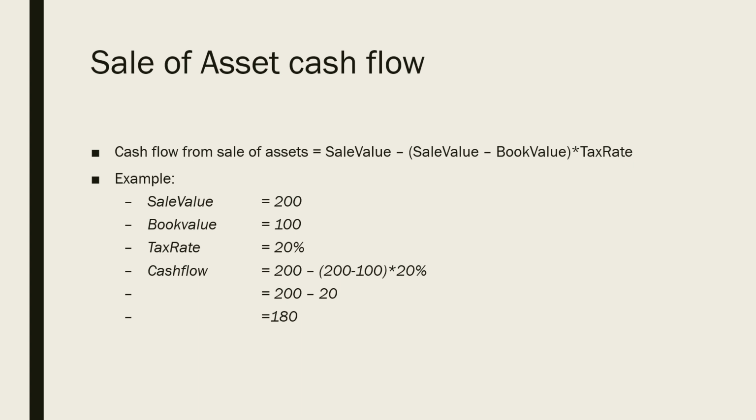So here's a little example. If you sell an asset for 200 units, dollars, euros, rands, whatever, but in the books it's sitting at 100, and the tax rate is 20%, then the cash flow is equal to the 200. This is what you got when you sold it. But you have to subtract from this the tax on the profit. So sales value minus the book value, times 20%, is going to be the tax. And so your net cash flow will be 180. So you will get an additional cash flow from the sale of those assets of 180. So that's the way this stuff actually works.